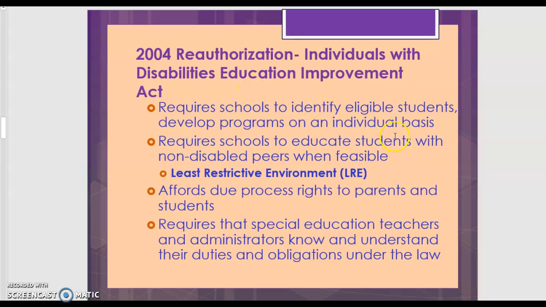So this requires schools to educate students with non-disabled peers when feasible. This is called the least restrictive environment, and we will get into that more. Due process rights, again, to parents and students, and then requires that special ed teachers and admin know and understand their duties and obligations under the law. And that's sometimes tricky. Sometimes the administrators at K-12 schools don't always know their obligations under the law. So we'll come back to that too.